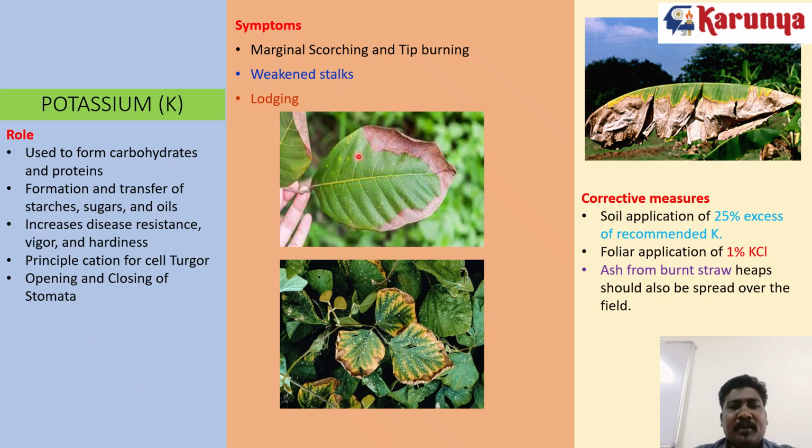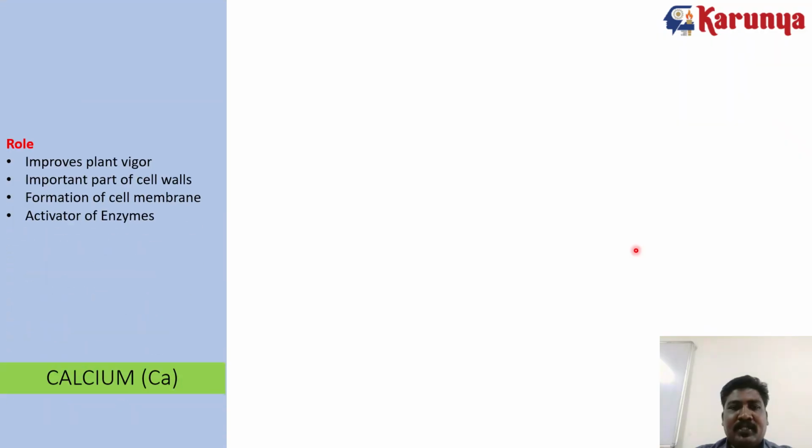The symptom, the marginal scorching is the main symptom, and the lodging. Whenever the potassium is insufficient, lodging would occur. So we have to maintain the potassium to avoid the lodging of plant. And coming to the corrective measures, 25 percentage of excess potassium you can apply, as well as you can go for foliar spray, and you can apply ash from burnt straw heaps for alleviating the potassium deficiency symptoms.